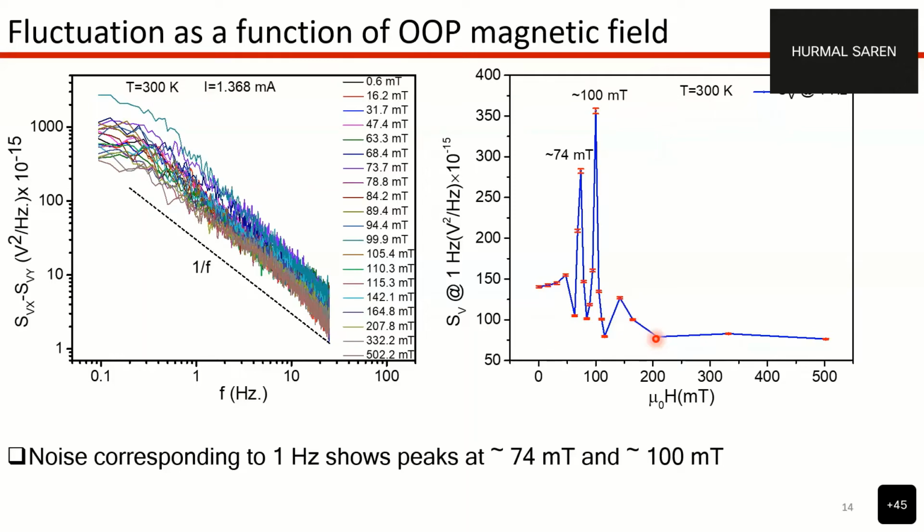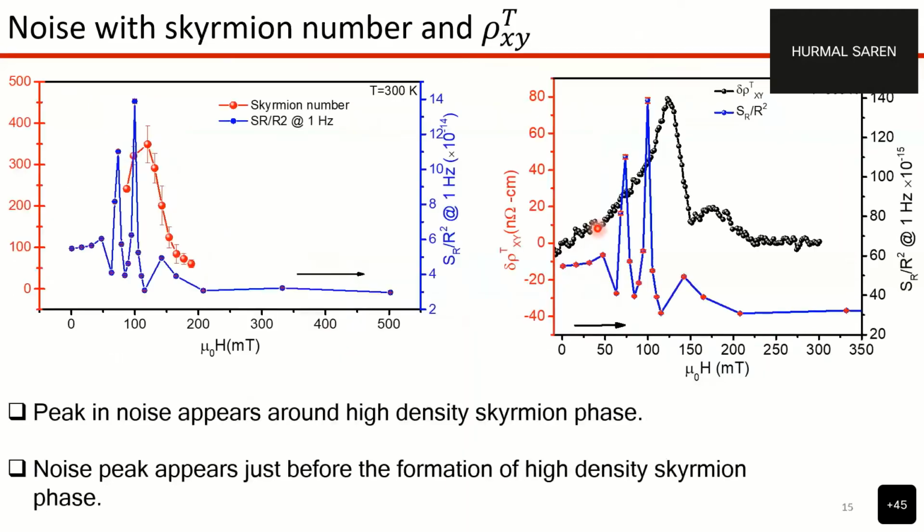To investigate why we get this pattern, we have plotted it with the skyrmion number. The red one is the skyrmion number, and the blue one is the noise. It seems that the noise becomes maximum around the skyrmion phases, the 100 millitesla one. But at 70-something millitesla, there might be a mixed state of skyrmions and this elongated structure, so we might get this feature because of that. But we are not sure about that.